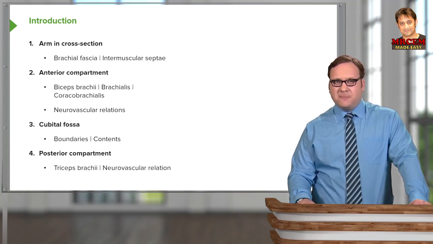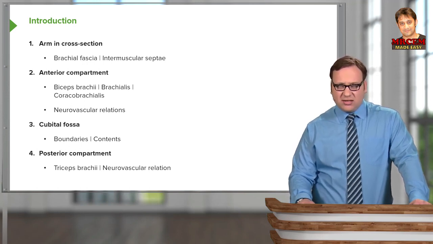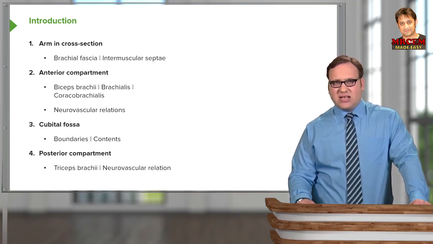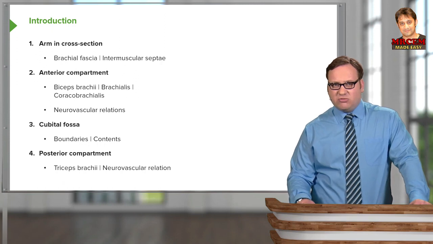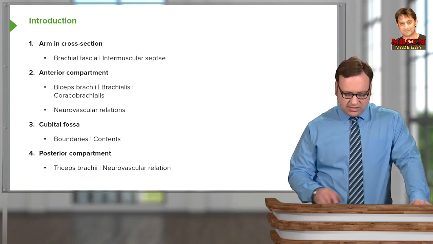anterior compartment. We'll then look at the cubital fossa that lies directly anterior to the elbow joint, its boundaries and the contents, and then we'll finish by looking at the posterior compartment, specifically triceps brachii, and again some neurovascular relations.